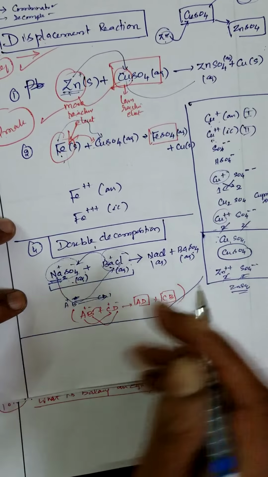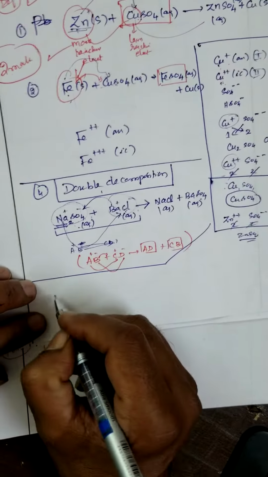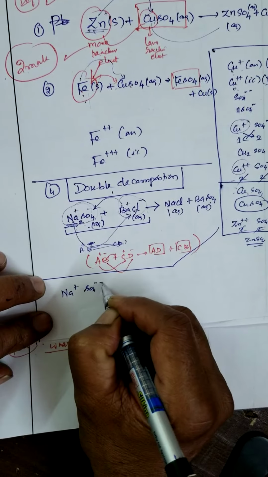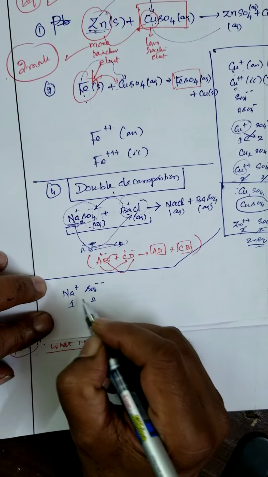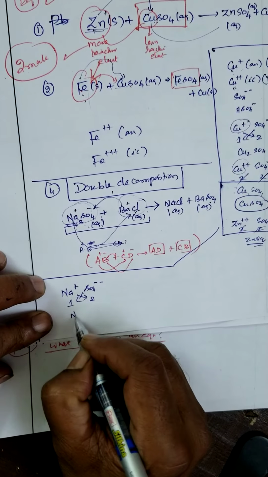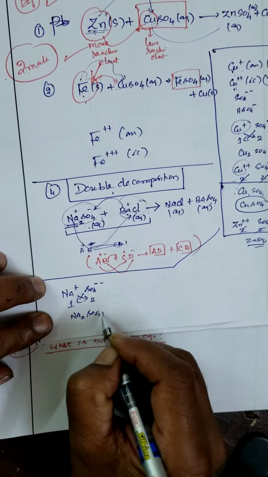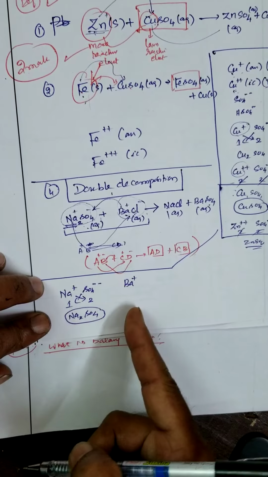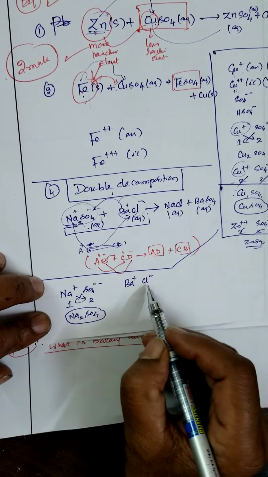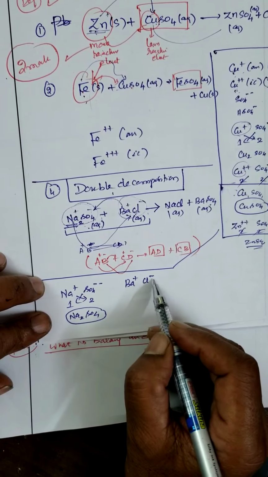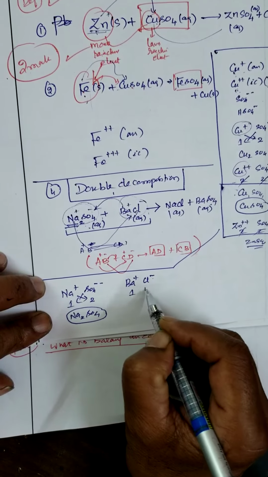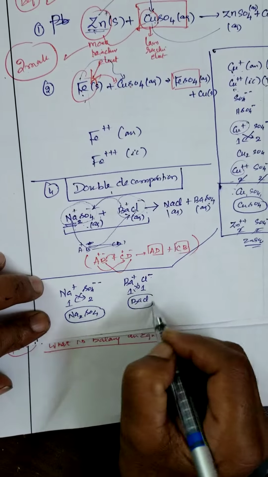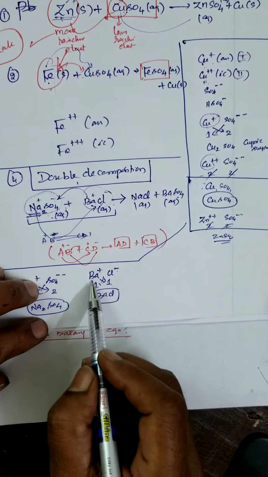Now, how to remember these things? Sodium valency 1, sulfate valency 2. Here 1 and 2, so sodium sulfate. I know this formula. What is the barium valency? Barium valency is 2. Chloride, bromide, fluoride, all our halogens are negative with valency 1. So barium chloride.